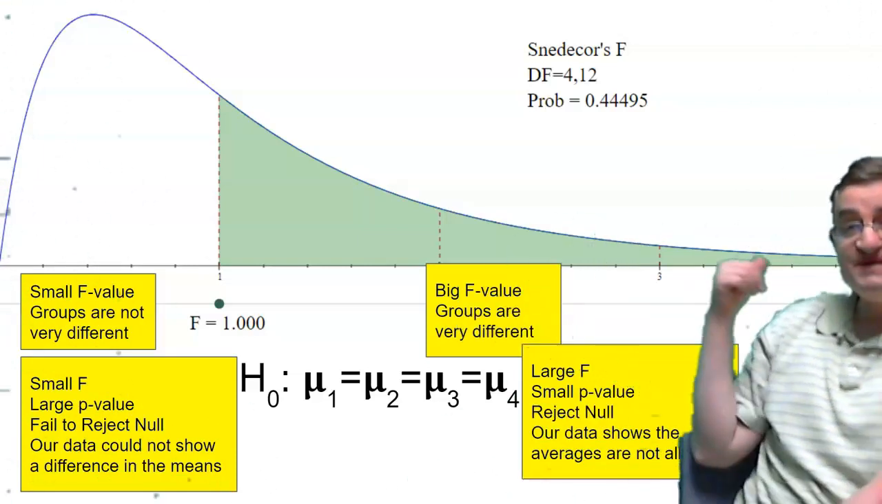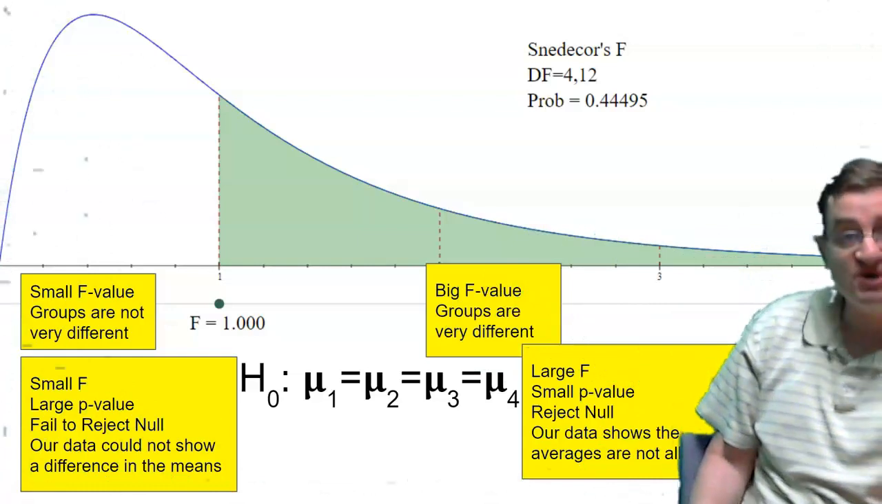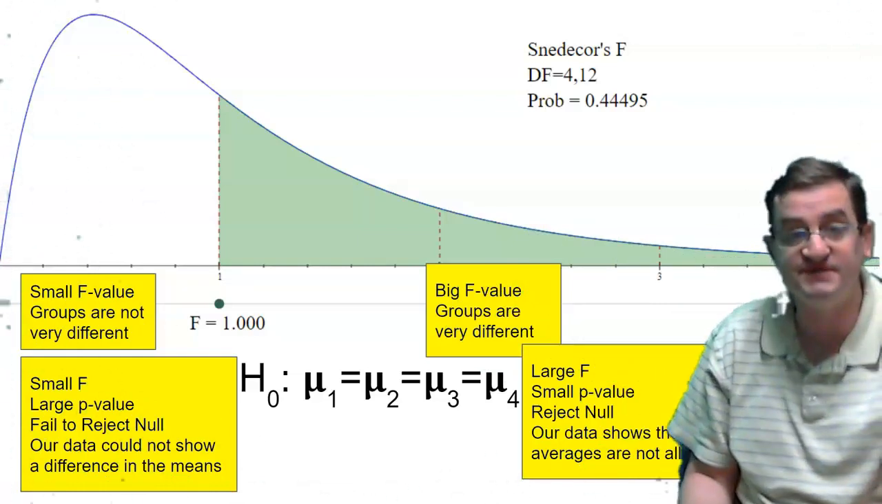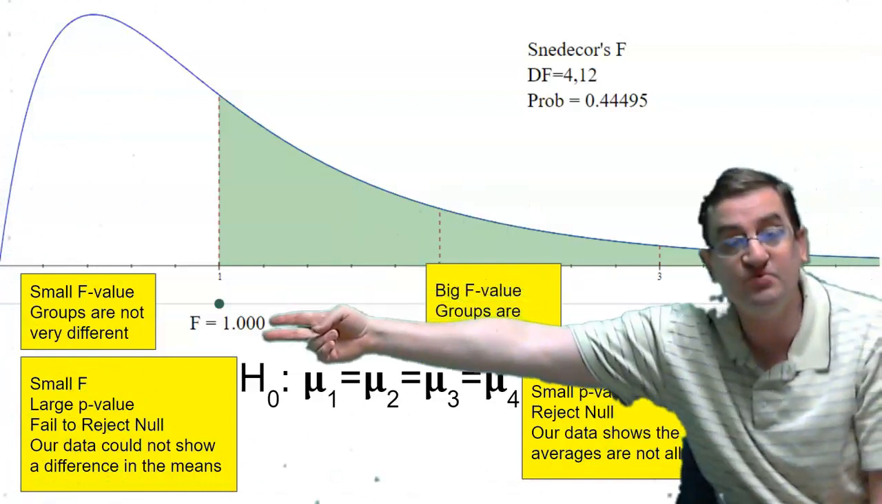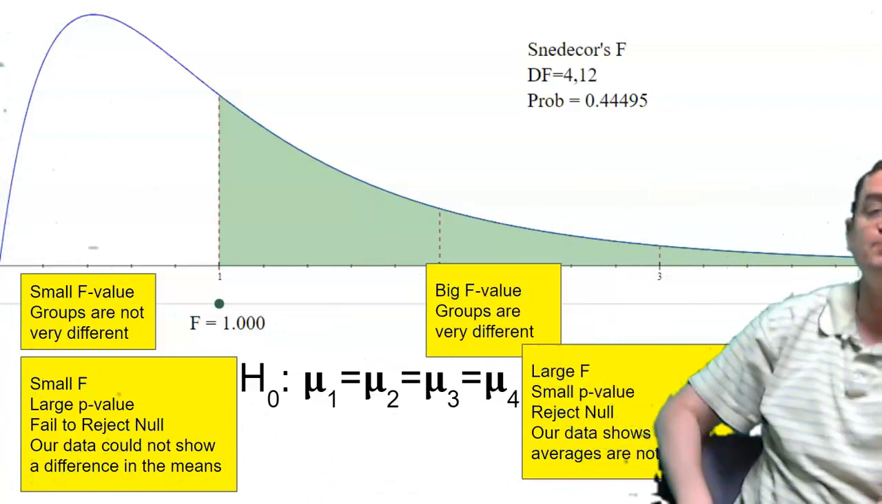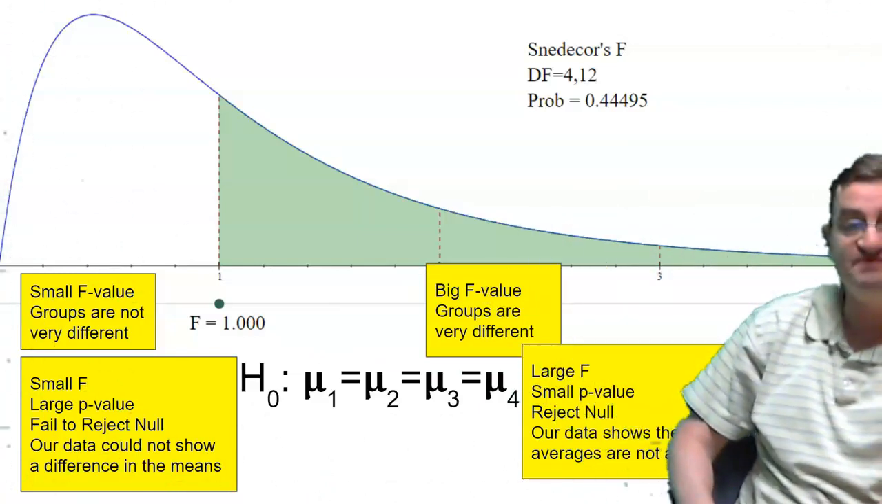But if you get a big F value, you're going to have a small P value, and you're going to say, yes, those groups are very different. That means over here, we're going to fail to reject the null with our large P value. Over here, we're going to reject the null with our small p-value.